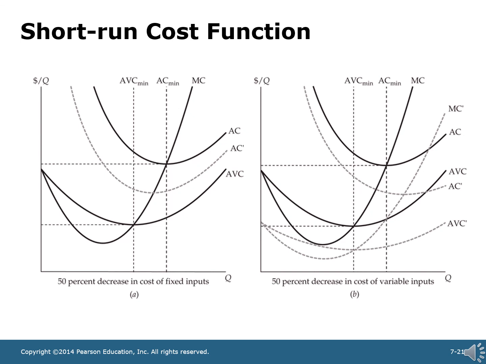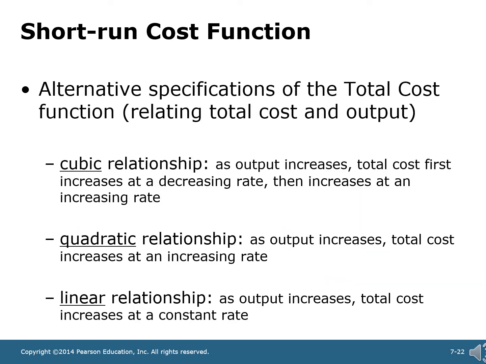average total cost curve. There are a few alternate specifications of the total cost function worth mentioning, but we're not going to study them in depth, and you're not going to have to reproduce these for the exam or any of your assignments. So the first is the cubic relationship. As output increases, here we're going to see total cost increase first at a decreasing rate and then at an increasing rate. That's going to be, for example, total cost equals a constant plus some value times q minus some value times q squared plus some value times q to the third. So our highest exponent is going to be to the third power.